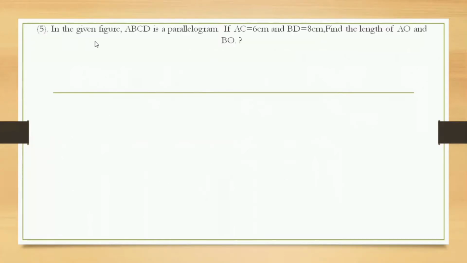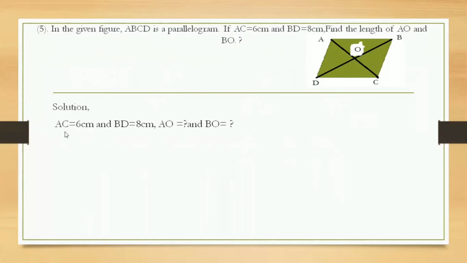In the given figure, ABCD is a parallelogram. If AC equals 6 cm and BD equals 8 cm, find the length of AO and BO. There is a figure. Okay. Solution. AC is given 6 cm. BD is given 8 cm. AO equals what? And BO equals what?